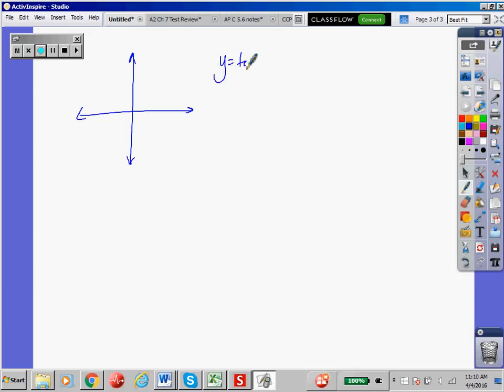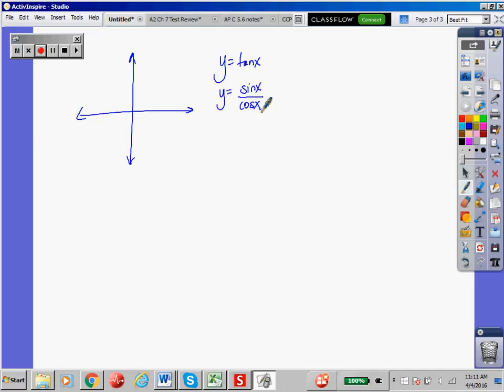So if I do y equals tangent x, well, tangent, I don't know what to do with that. So I stop and I think a moment and I say, okay, well, what do I know? That's what I just love about math: I feel like I'm this math detective and I get to figure stuff out.